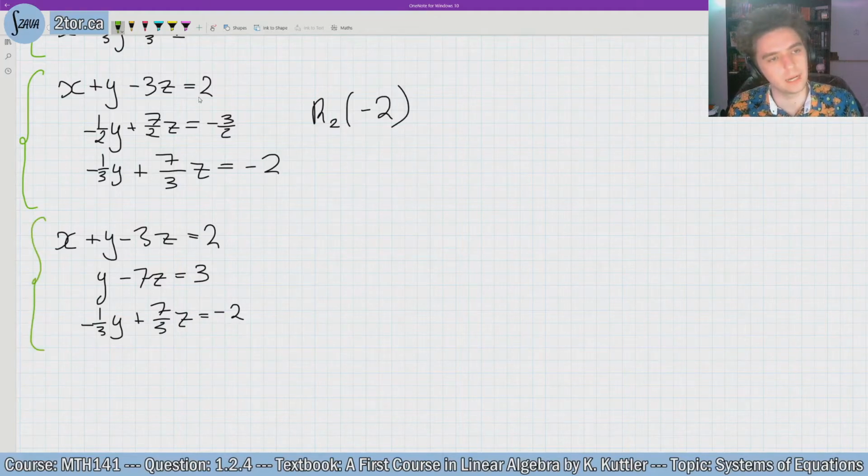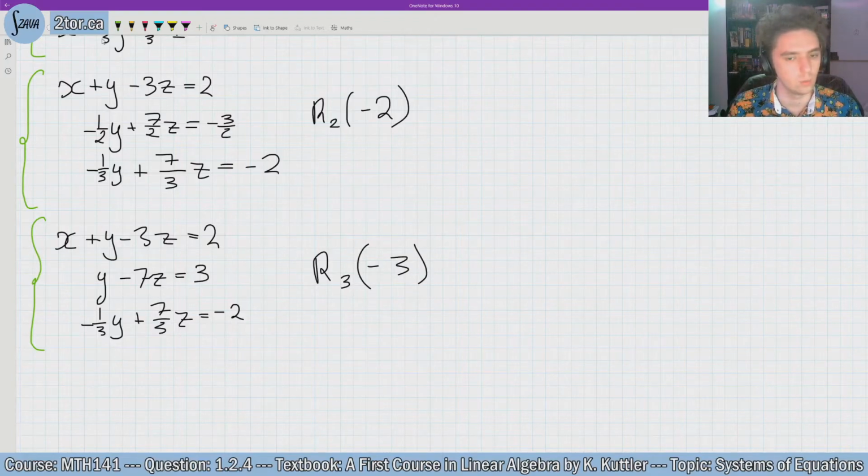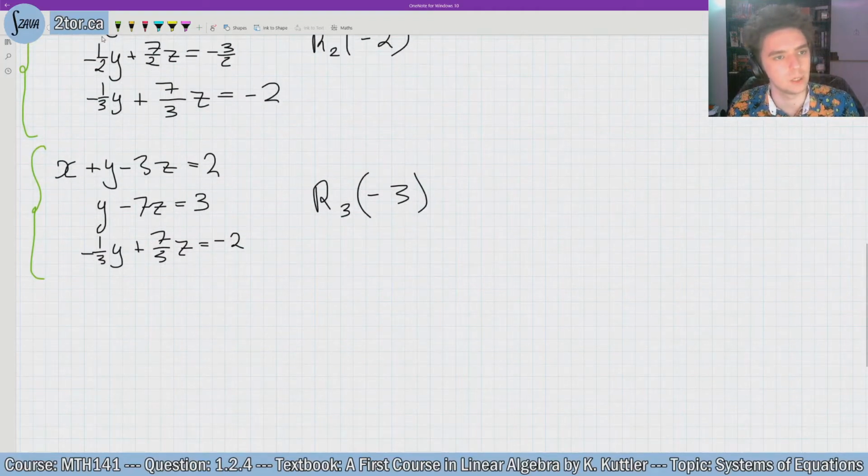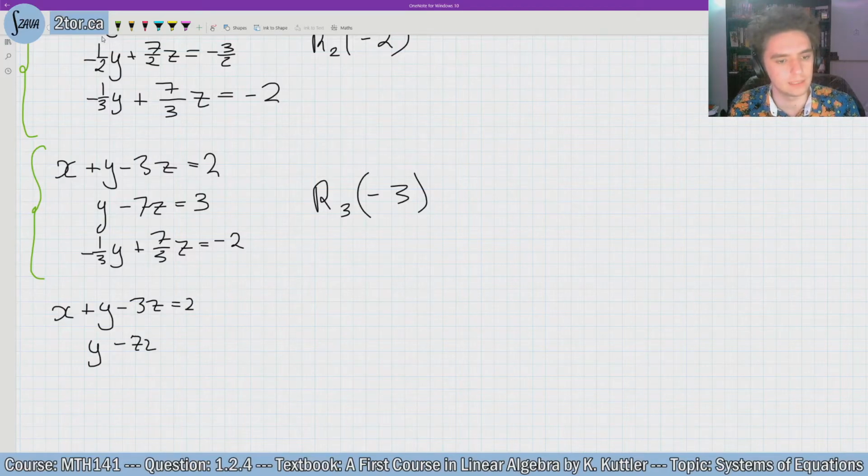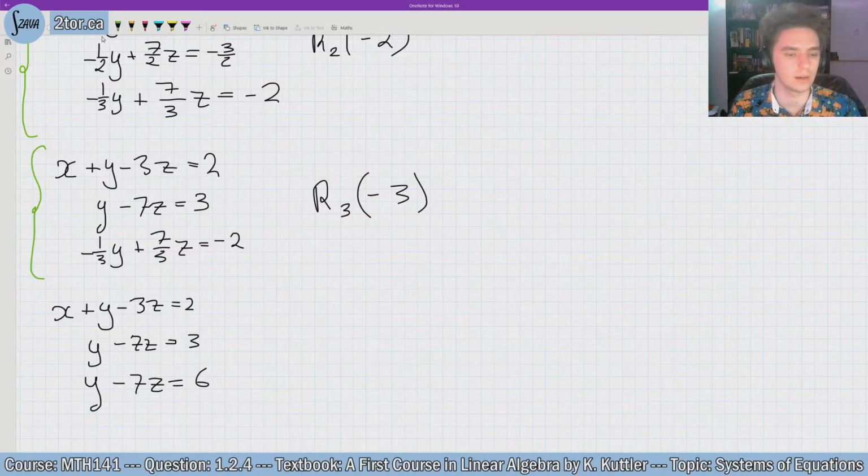And one more step we got to do before we do the actual type 3 row operation. Row 3 times negative 3. That's what we got to do. Because look, we got to make this coefficient 1. What times negative 1/3 gives me 1? Negative 3 times negative 1/3 gives me 1. So first equation stays the same. x plus y minus 3z equals 2. Second equation stays the same. y minus 7z equals 3. And finally, our last equation is just getting multiplied by negative 3. So it's going to be y minus 7z equals 6. So just multiply all the coefficients by negative 3 there.